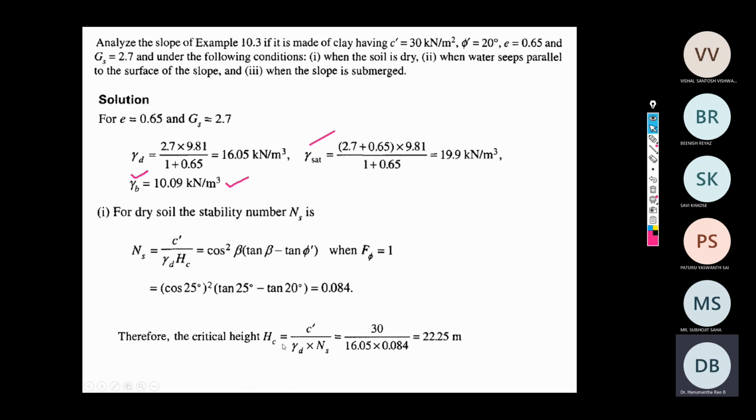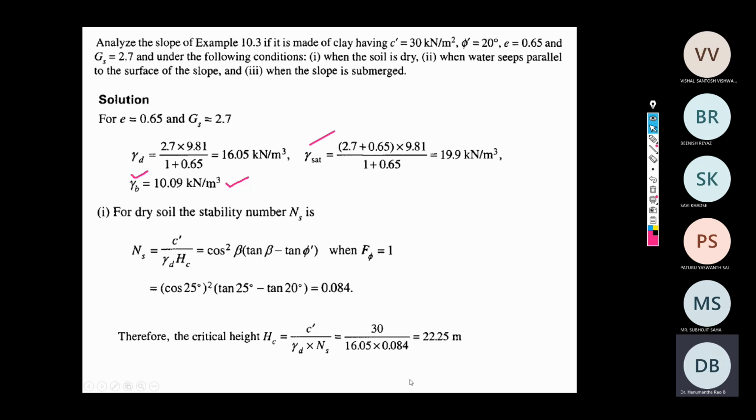So that is Hc equals c dash by gamma d into here. The original formula is c dash by gamma d into Hc is equal to cos square beta into tan beta minus tan phi dash. But one of the parameters can be taken as the stability number Ns. So here cos square beta into tan beta minus tan phi has been taken as the stability number Ns. So it is equated such that c dash by gamma d into Hc is equals to Ns, that is the stability number.